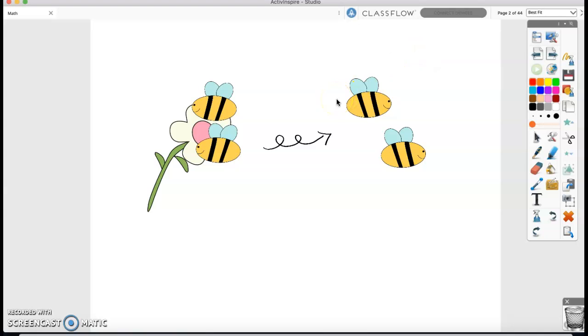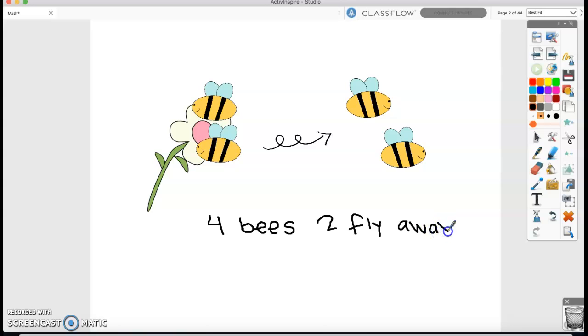So, when we take from a group, we start with our whole group. So I have 1, 2, 3, 4 bees. So at the very beginning, we had 4 bees. And then we had some bees fly away. Here's my arrow that signifies they're flying away, and I'm going to count them. 1, 2. So we had 4 bees, and 2 fly away.